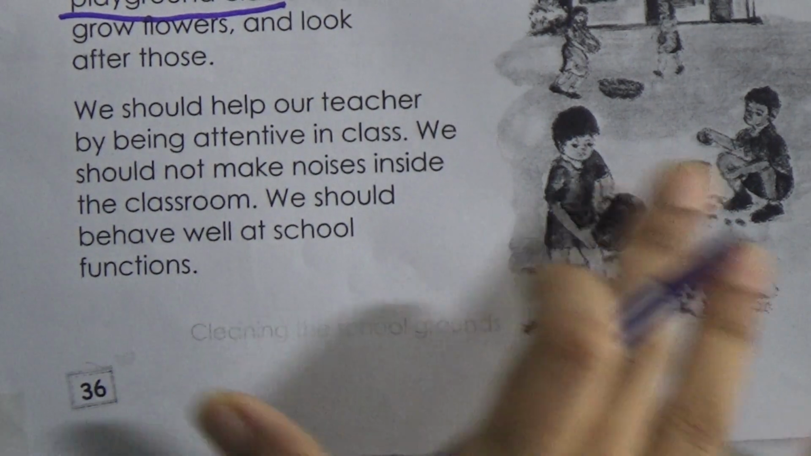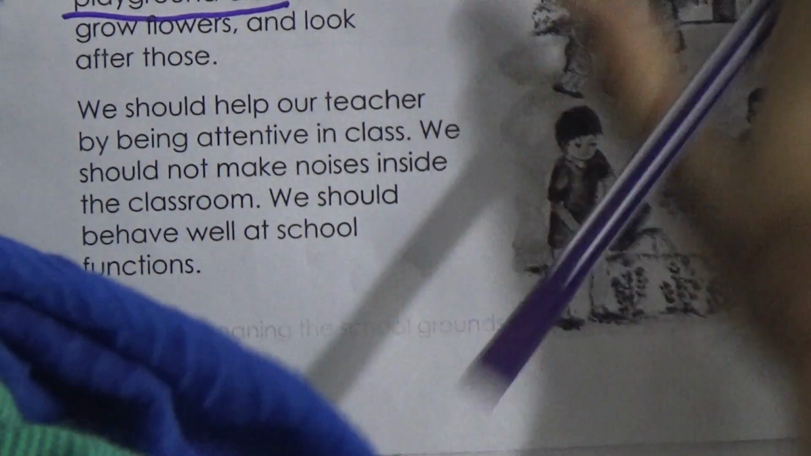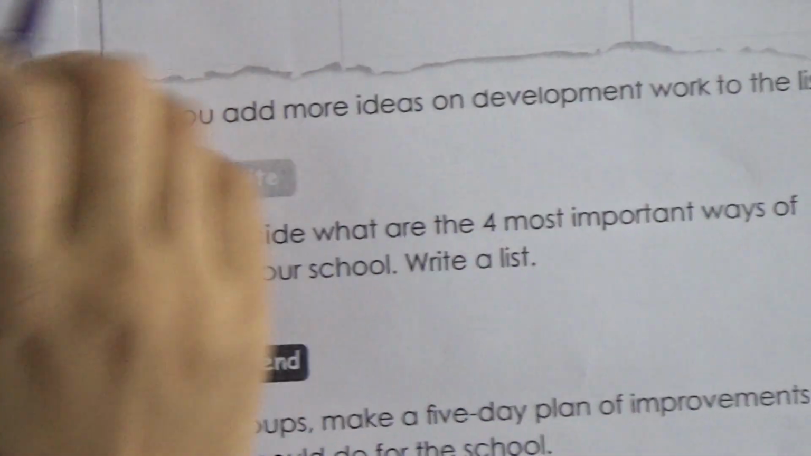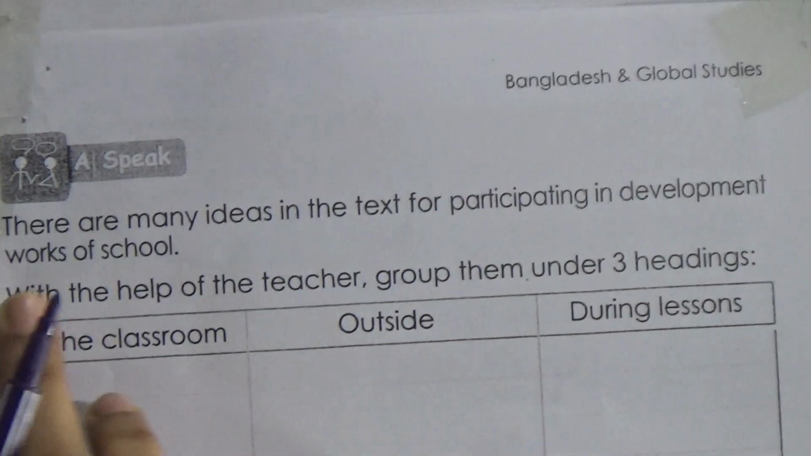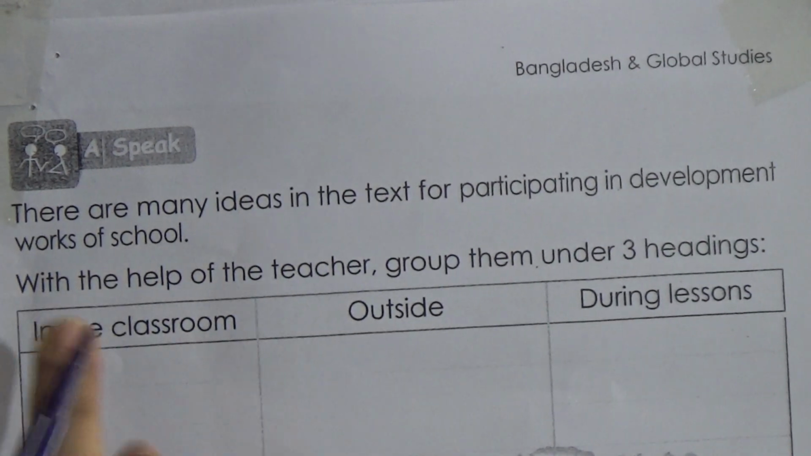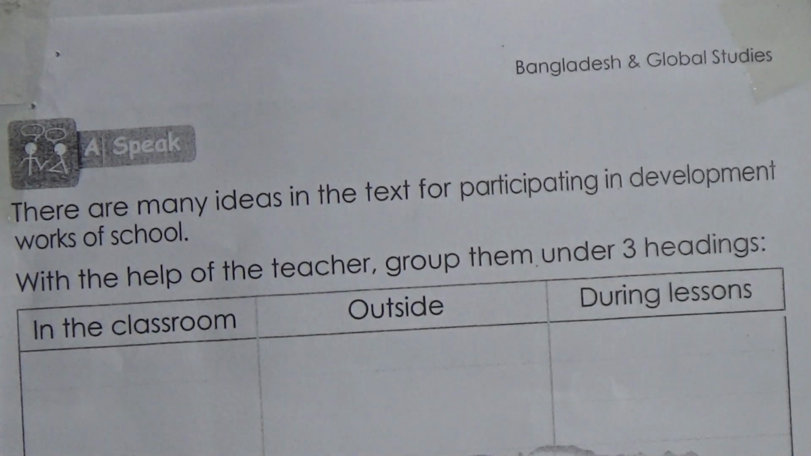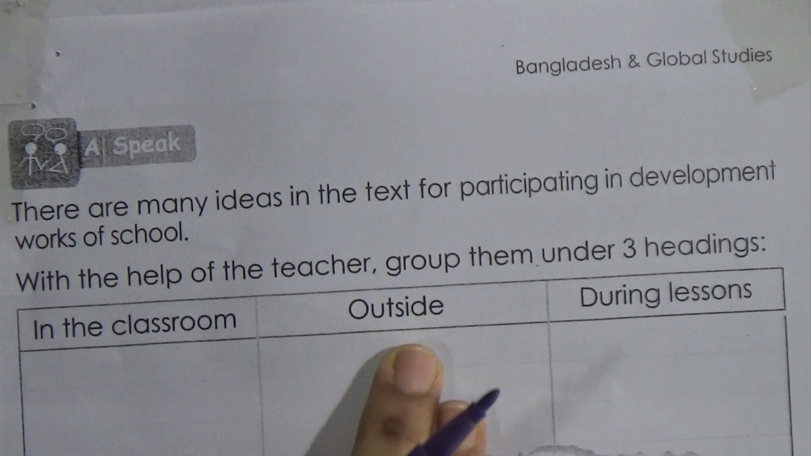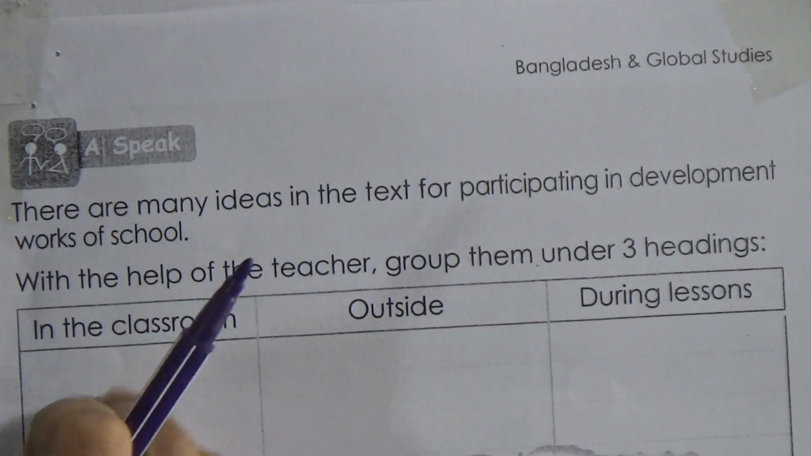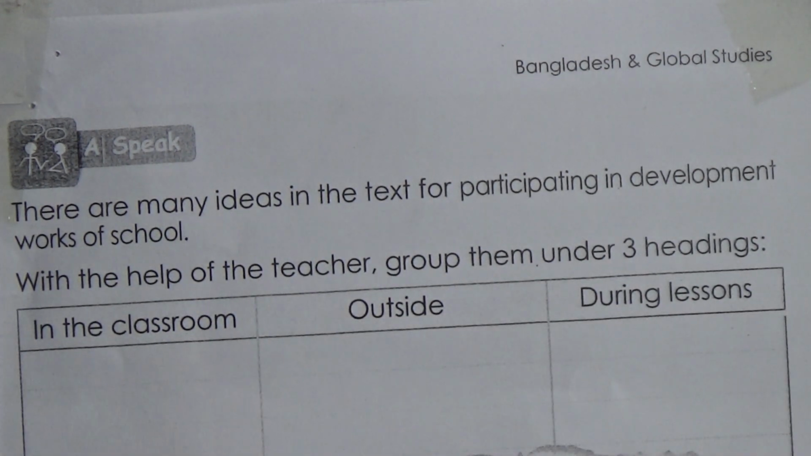Okay. So in section 4, here are some options which should be discussed. There are many ideas in the text for participating in development works at school. With the help of the teacher, group them under 3 headings: in the classroom, outside classroom, during lessons. So what will you do in the classroom? In the classroom, we learn that we can arrange the chairs and tables.